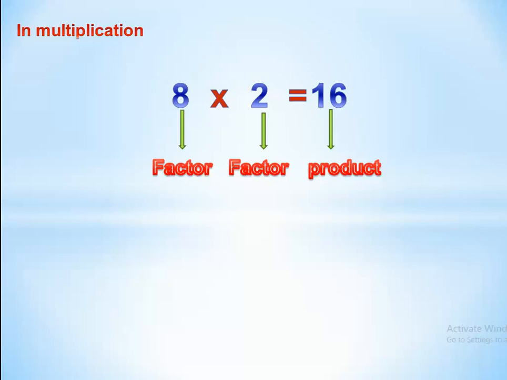The answer of addition is sum. The answer of subtraction is difference. The answer of division is quotient. Never forget this word, it's very important. 8 times 2 equals 16, so the two numbers which you multiplied together, we call them factors.